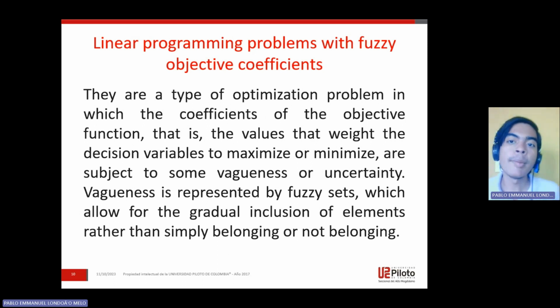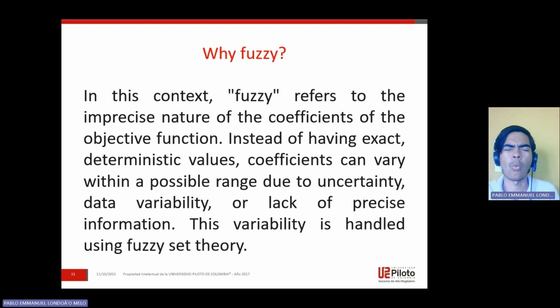Well, linear programming problems with fuzzy objective coefficients. They're a type of optimization problem in which the coefficients of the objective function, that is, the values that weigh the decision variables to maximize or minimize, are subject to some vagueness or uncertainty. Vagueness is represented by fuzzy sets, which allow for the gradual inclusion of elements rather than simple belonging or not belonging.